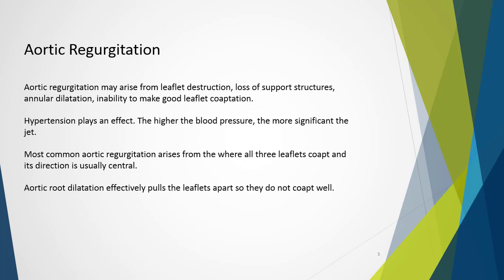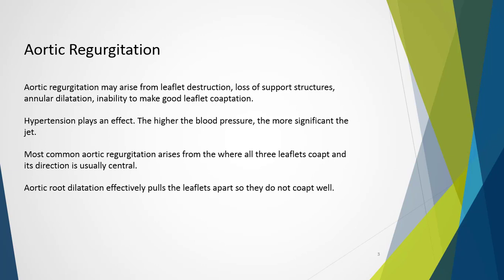Aortic regurgitation may arise from leaflet destruction, loss of support structures, annular dilatation, or inability to make good leaflet coaptation. Hypertension may play an effect. Basically, the higher the blood pressure, the more significant the jet. The duration of flow and the length of the jet are also increased with hypertension. It often looks like someone squirting a water pistol. The blood flow moves very quickly into the ventricle.